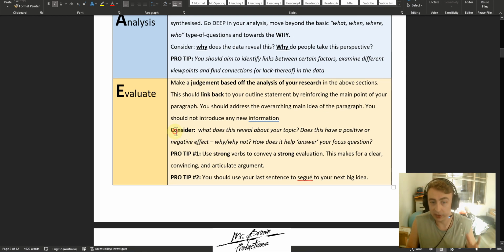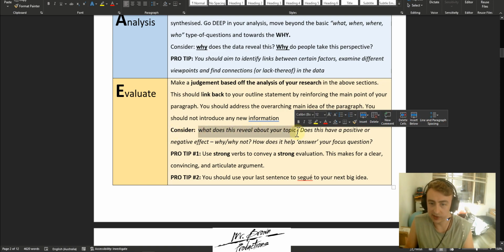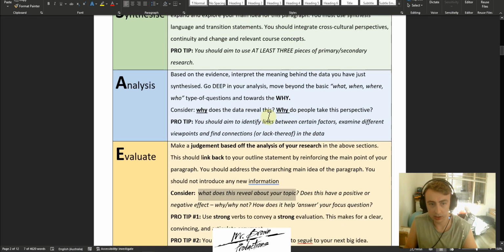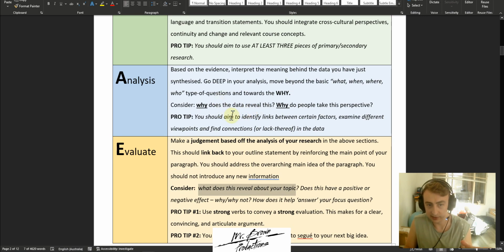So some things to consider to help you think, oh, well, how do I do that, sir? It's all well and good to say I need to make a judgment, but how do I actually do that? Think about these things, or ask yourself these questions. What does this reveal about your topic? So what does the analysis that you've just done reveal about your topic?